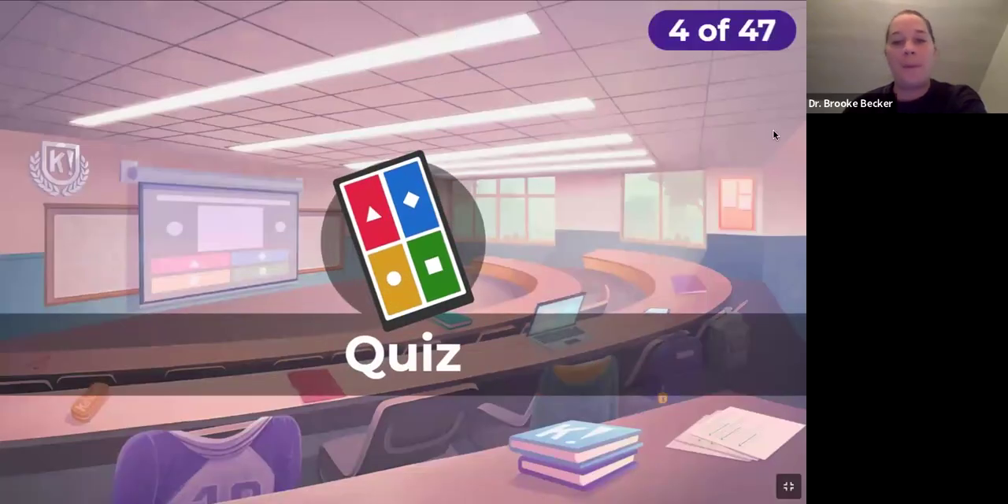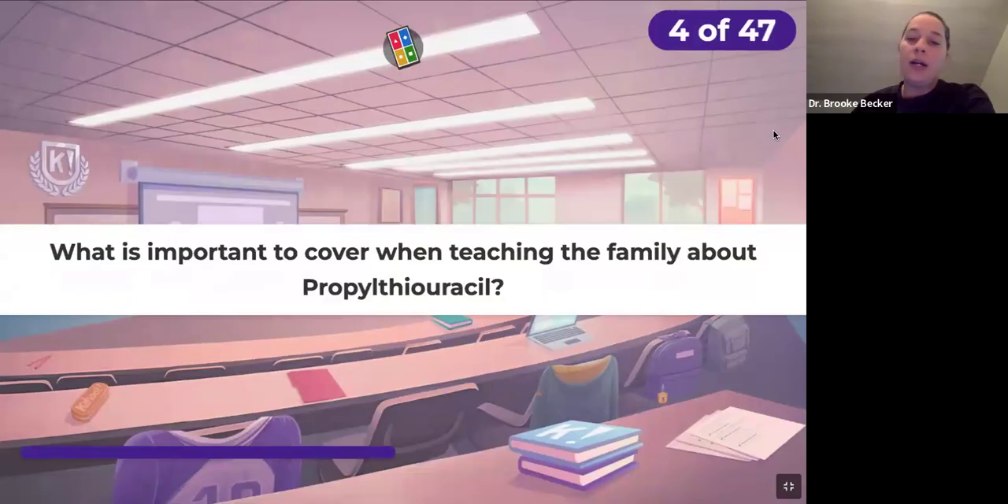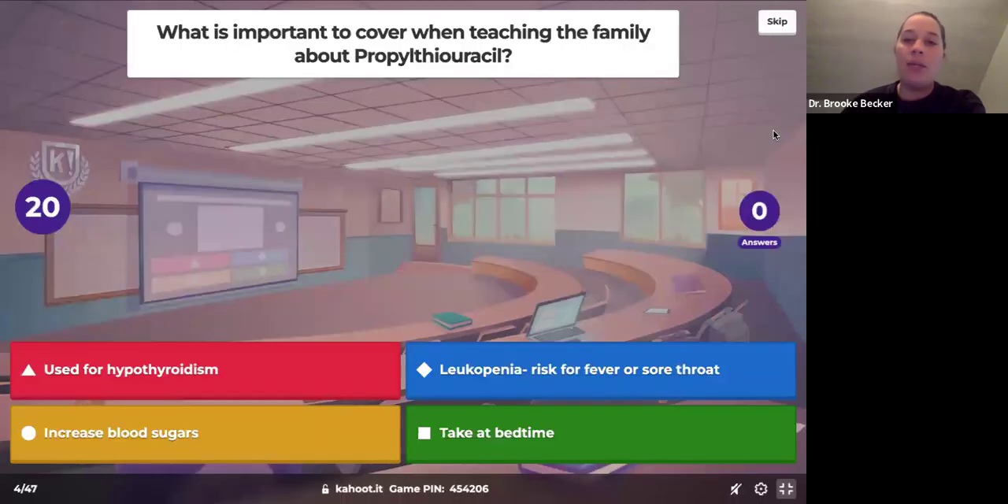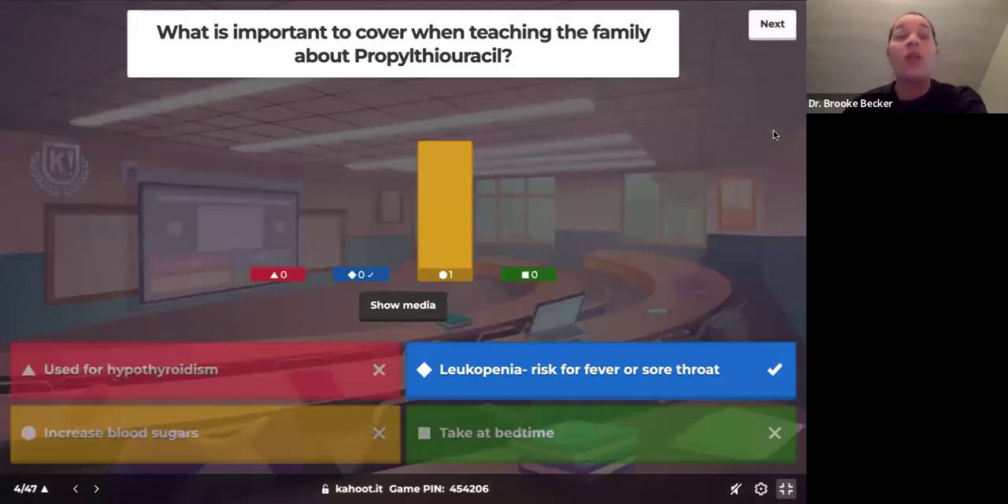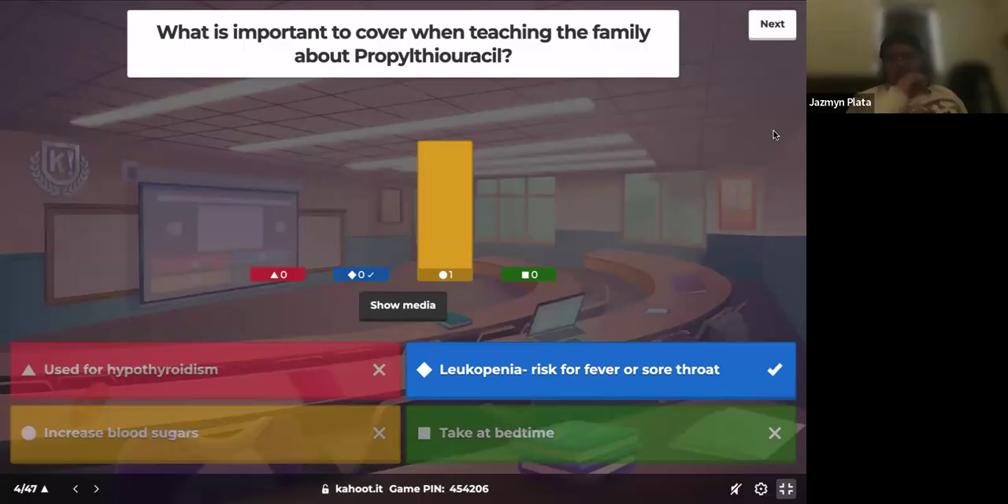Good. What is important to cover when teaching the family about PTU? It's used for hyperthyroidism, leukopenia, so they're at risk for fever or sore throat, increased blood sugars, or take at bedtime. What do you teach them about PTU? Okay, so PTU causes leukopenia. Okay, so it kills off those white blood cells. So they're more at risk for infection.